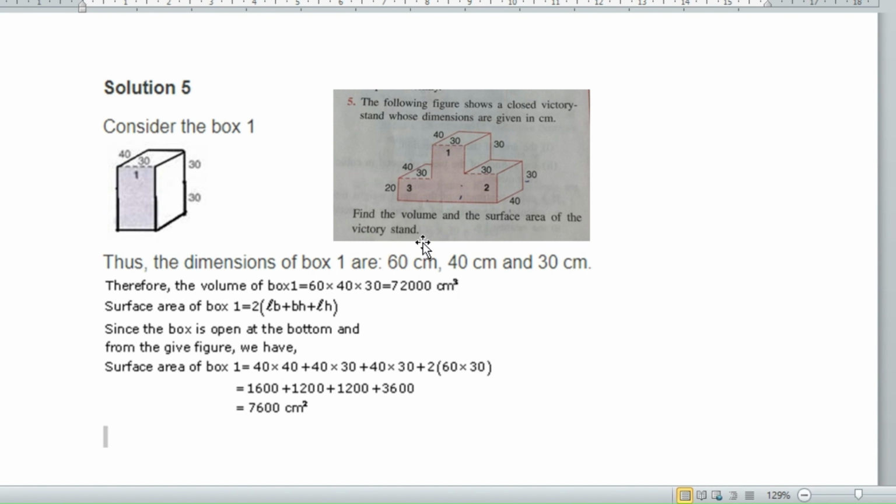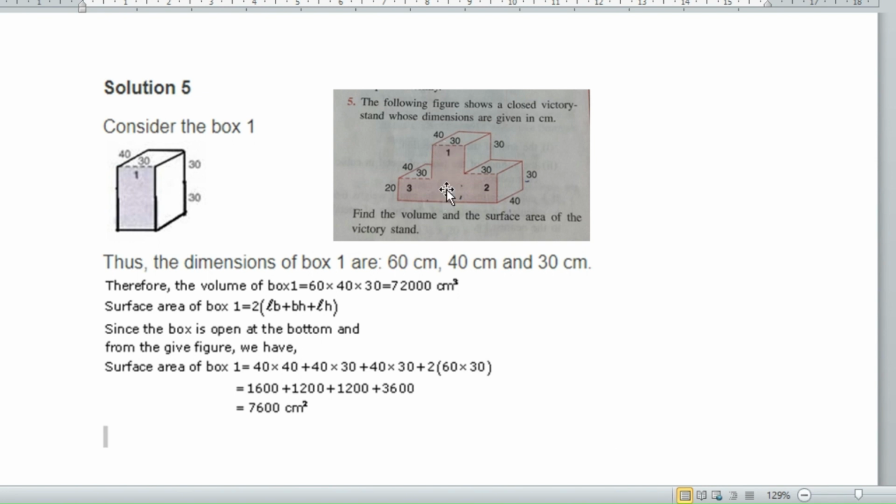That means, see, this is the picture of the question. Now, you have to find the volume and surface area of each stage: stage 1, stage 2, stage 3. Now, volume of stage 1. What is the dimension? You see, this is your stage 1.